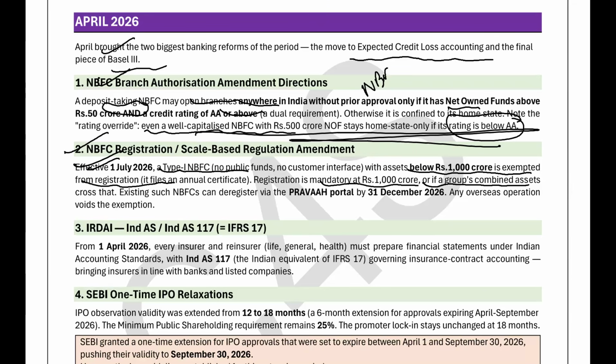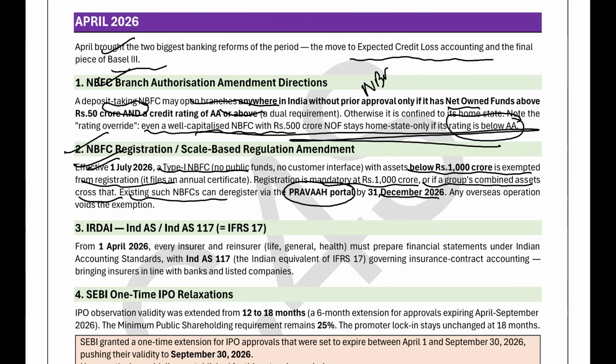Existing such NBFCs can deregister via which portal? Parivah portal. Which portal? Parivah portal. By December 31st, 2026. Any overseas operation voids the exemption. Okay? It is again important news that you should understand.